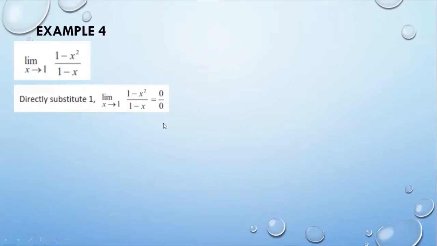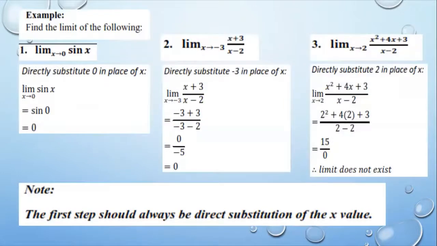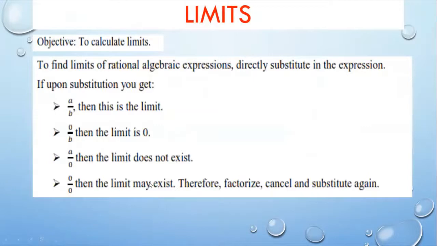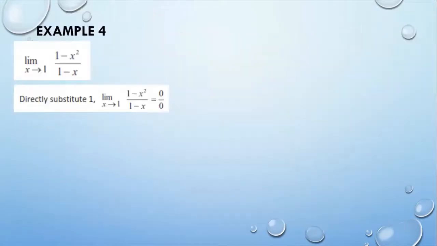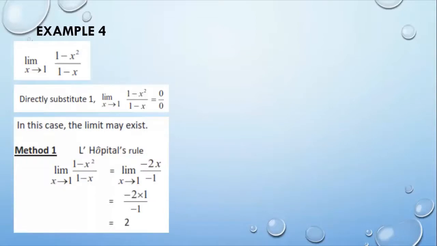Now, remember what I said before. If you're getting 0 upon 0, the limit can exist. But what you have to do is factorize and substitute the x value again. So we have to factorize, we have to simplify. Let me show you. Now, there are two methods. One method is you use the L'Hopital rule. L'Hopital rule means you use differentiation.